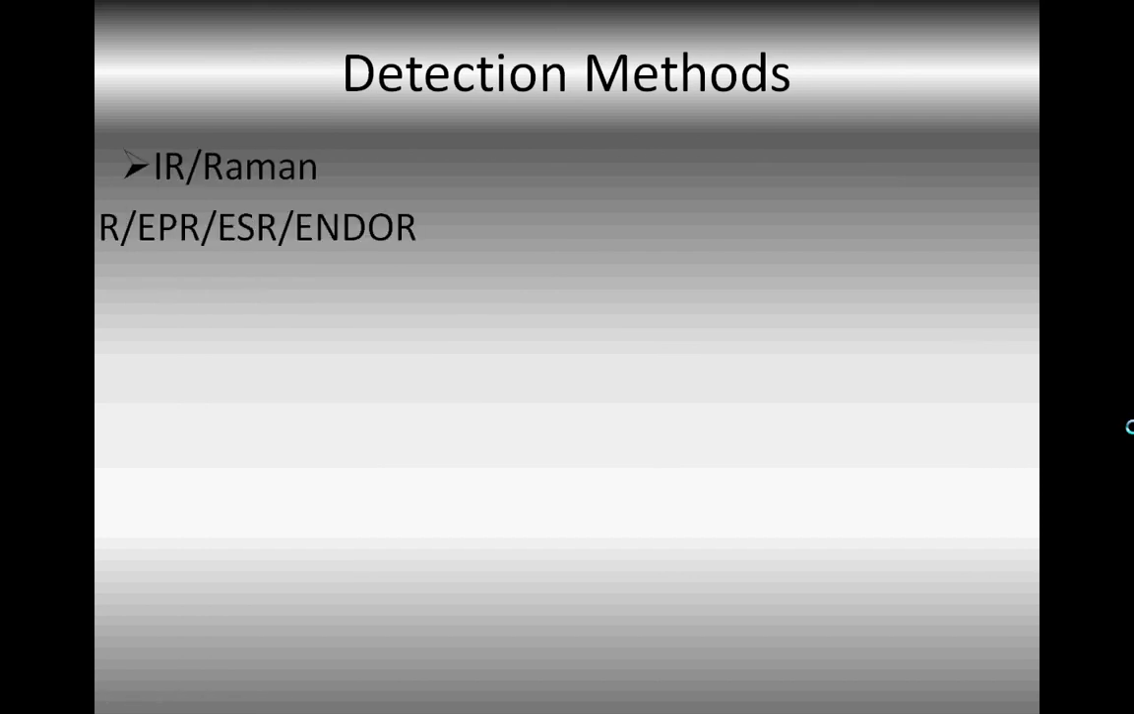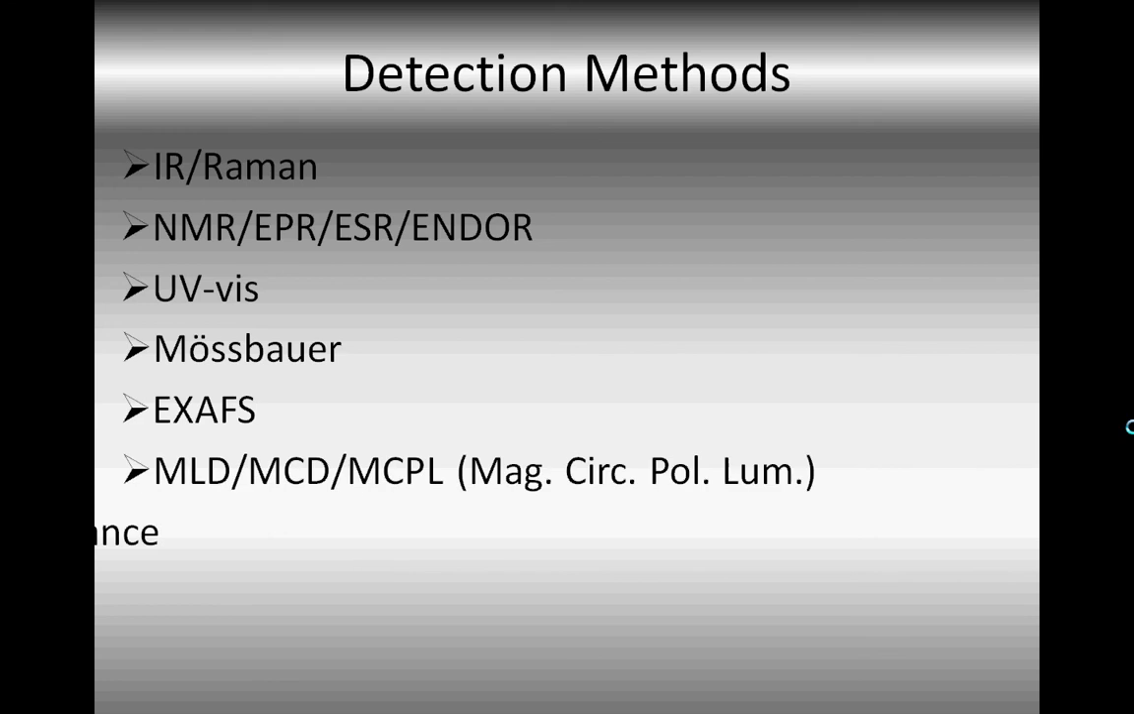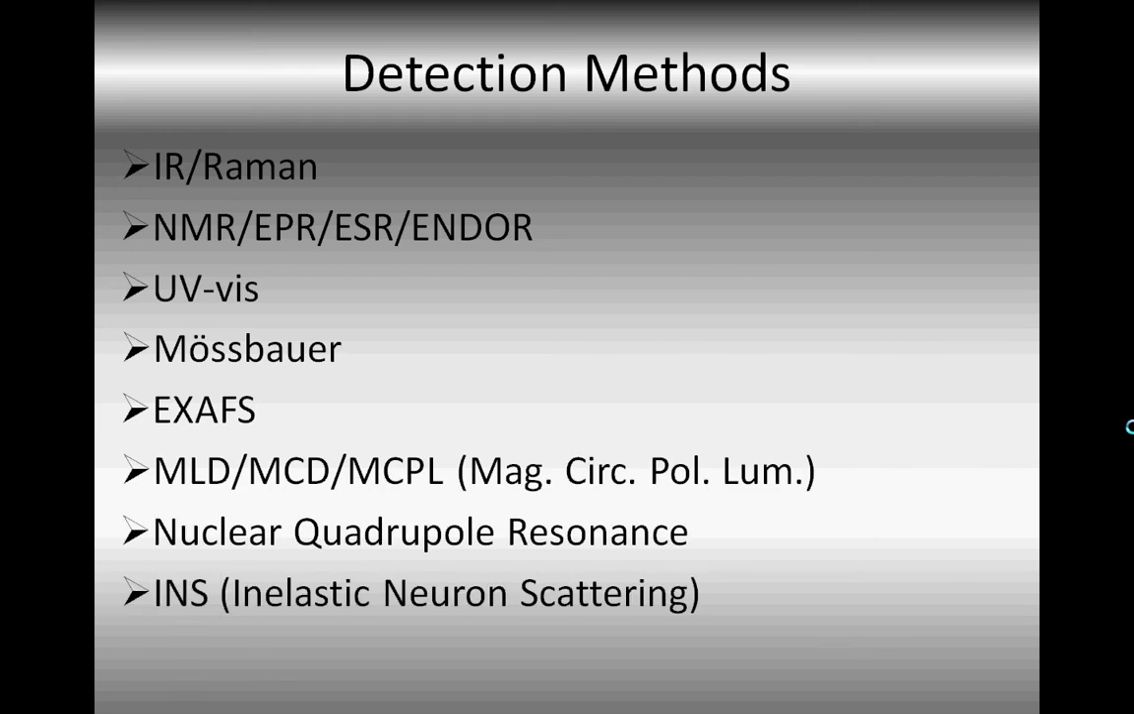Here is a large, although probably incomplete list of different detection methods that you can use with the matrix isolation technique. Although the staple is using an FTIR, you could also use a Raman, NMR, EPR, ESR, ENDOR. You've also got your UV-Vis, Mossbauer, as well as XAFS, which actually turns out to be a really important one if you want to find out any kind of bond length information.